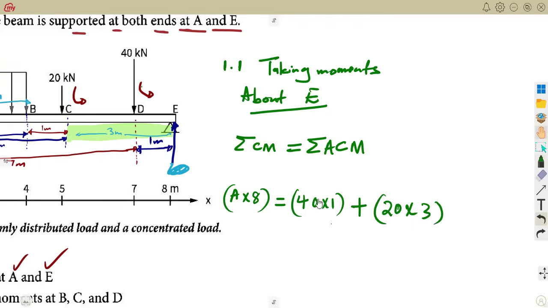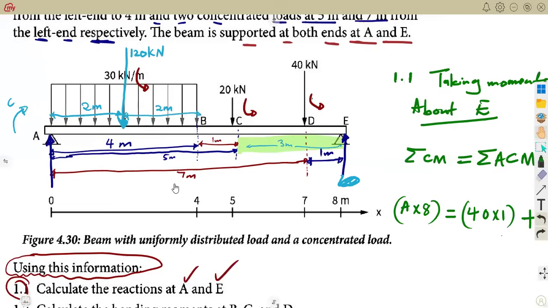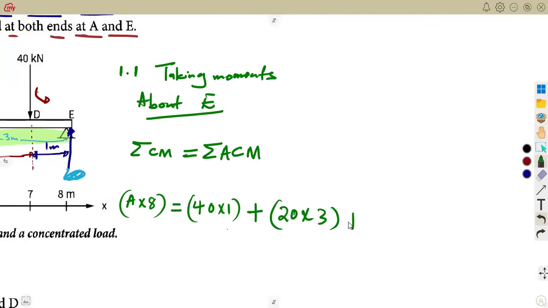We still have another part in the anti-clockwise. It's part of 120. Remember, it is now 120: we multiply 30 times 4, so it's 120, back to the point E. We have to add the distance. Back to E, there is 2 meters plus 1, which is 3, plus these 3, which is 6. So the distance there is 6 meters. So that's 120 times 6.